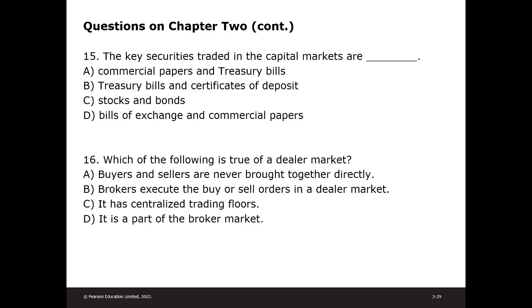The key securities traded in the capital market are commercial paper and T-bills. No, these are not traded in the capital market. These are money market instruments. B, T-bills and certificates of deposit. No, that's not true either. These are money market instruments. Stocks and bonds, that's true. And finally, bills of exchange and commercial paper. No, also they are money market instruments. So the answer here is C.